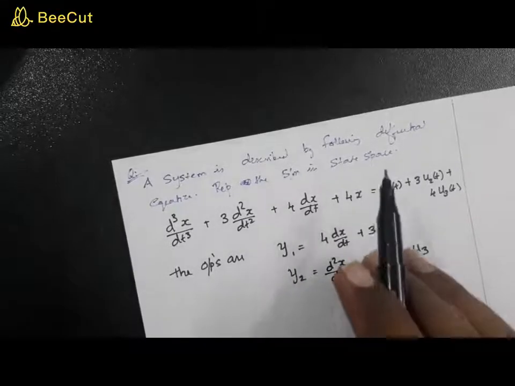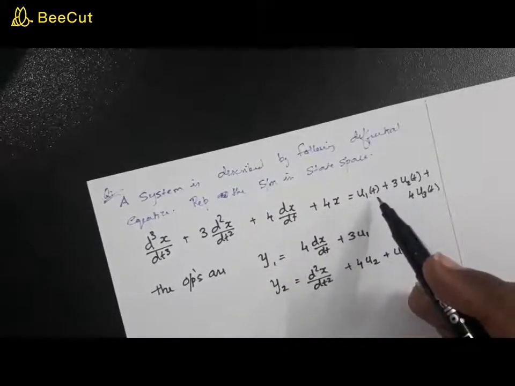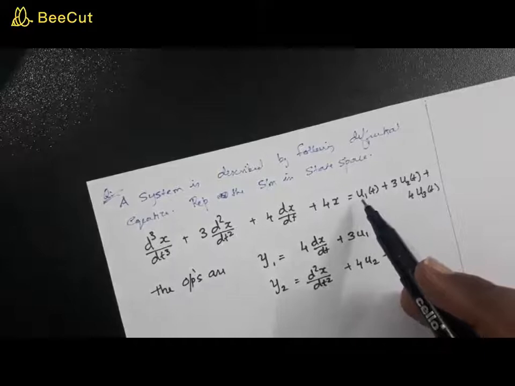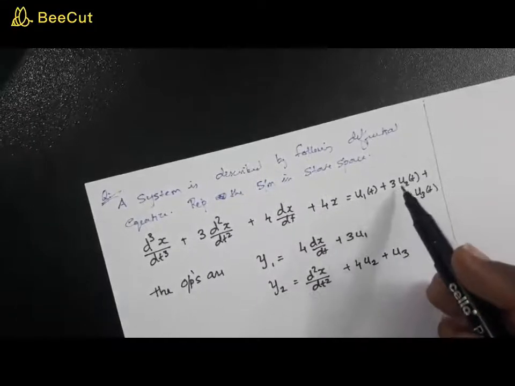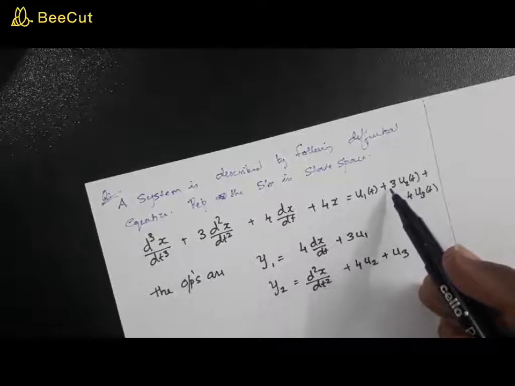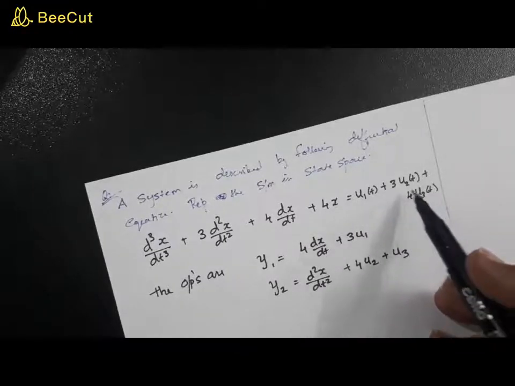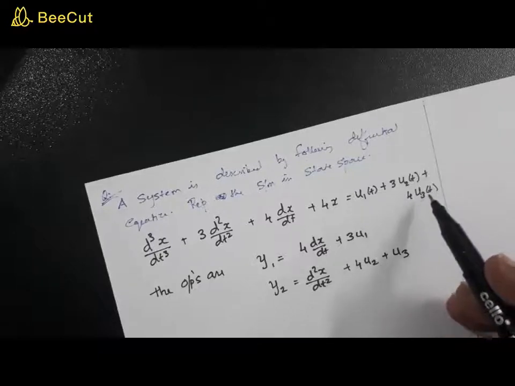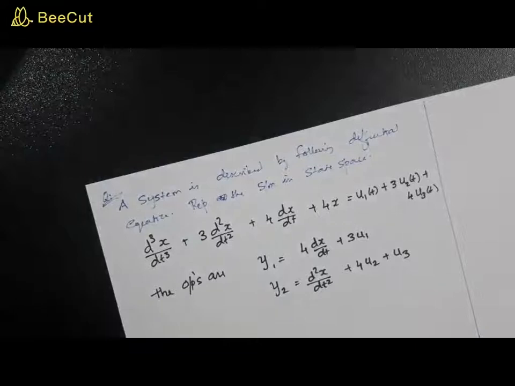So till now it is the same as we have done. You can see that it is equated to what? Equated to three outputs, x1 of t, x2 of t, and 3 into u of t plus 4 into u3 of t. So that means from this you can see that you have three inputs, right? So it's a multi-input system anyway.